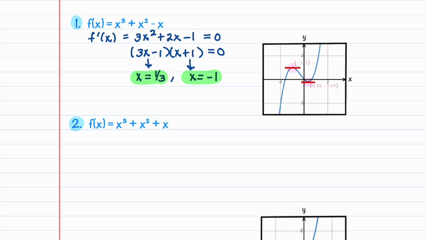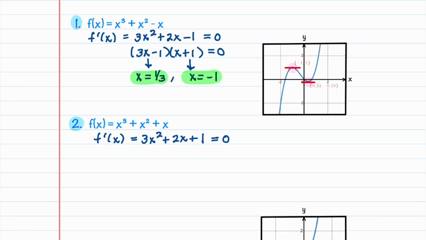Let's now look at our second example. In this example, we're given that f of x is equal to x cubed plus x squared plus x. We're going to begin by taking the derivative. F prime at x is equal to 3x squared plus 2x plus 1. And we're going to set this equal to 0.